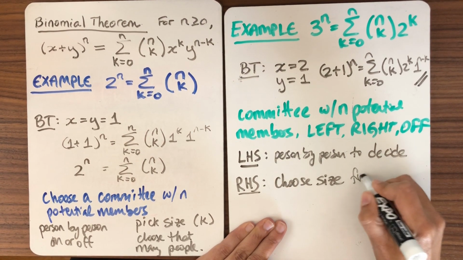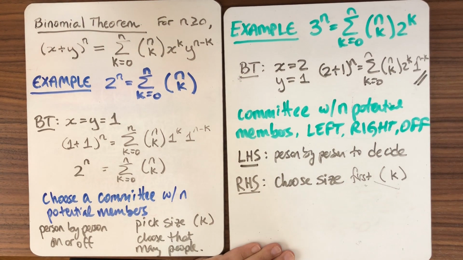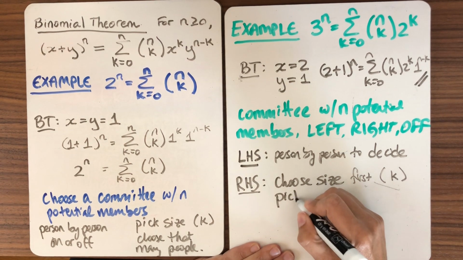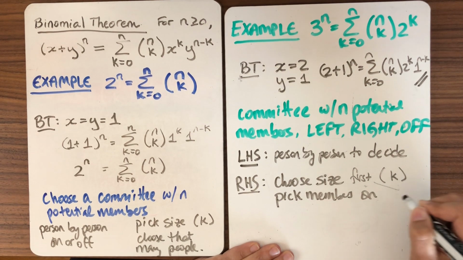Choose the size first. This is your parameter k. It's going from 0 to n. You can have as big or small of a committee as you want. Okay, and then you're going to pick members. Pick members who are on the committee.